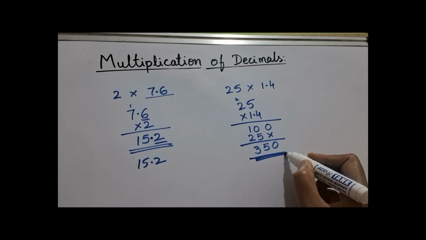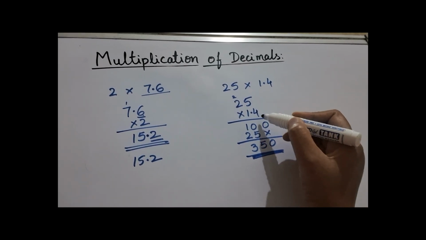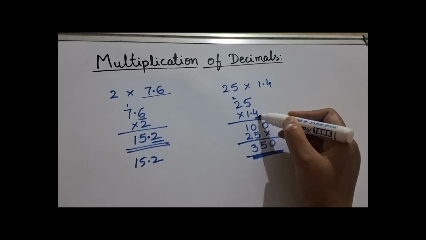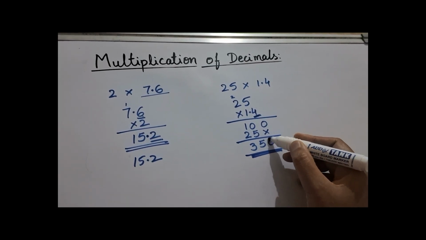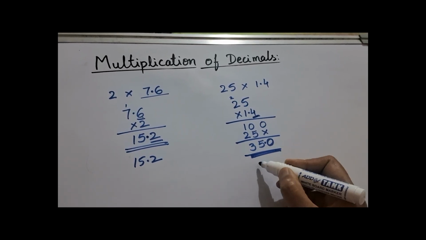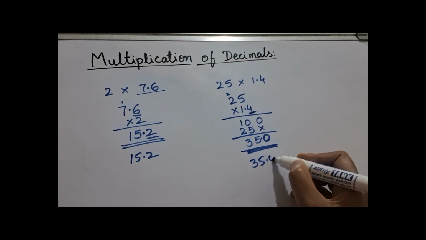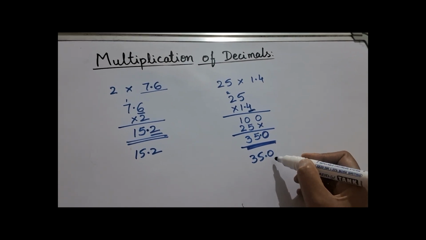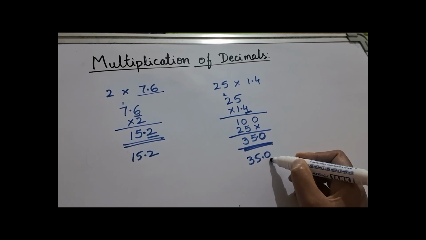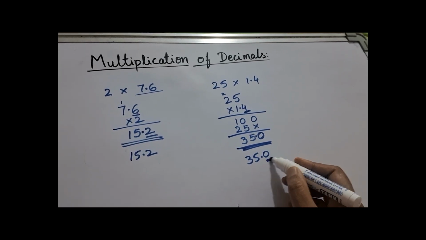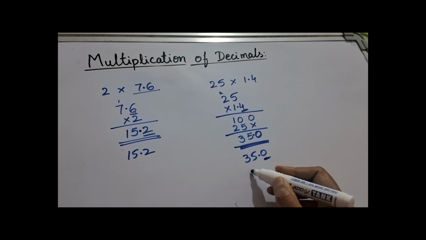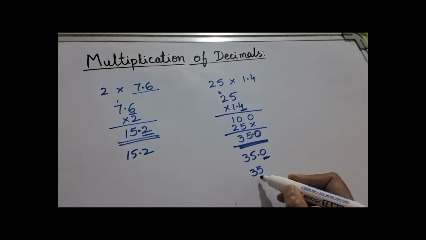After getting this answer, we have to see how many decimal places we have in this decimal number. Only one decimal place. So leave one decimal place here and then put the decimal point in the answer. The answer is 35.0. Okay children. Here we can see that the decimal part is 0, so we can leave it. Only the whole part is there, so we can write it as 35 also.